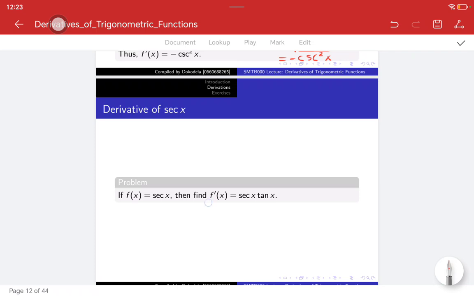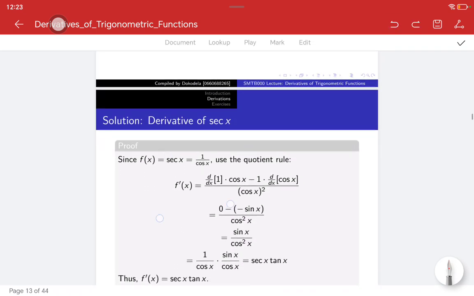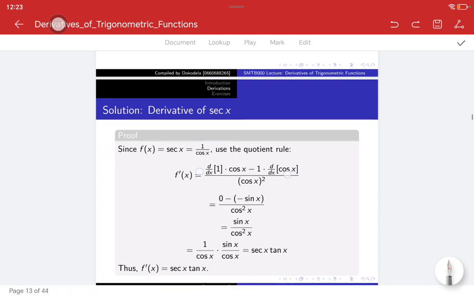Also, this will be very important when you come to integration. So you must know the derivative of sec x. It's going to help us when we come to integrating this. When you need to integrate this, you'll need to use this idea of its derivative. So now for us, we're going to use quotient rule.